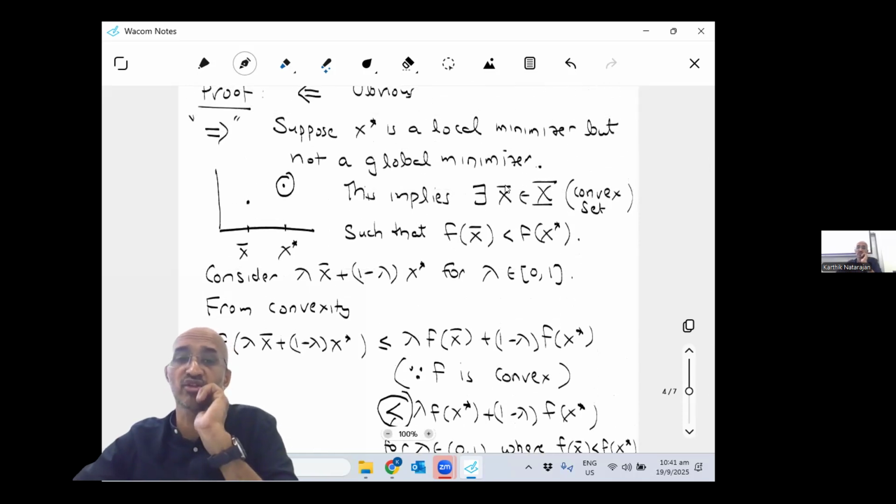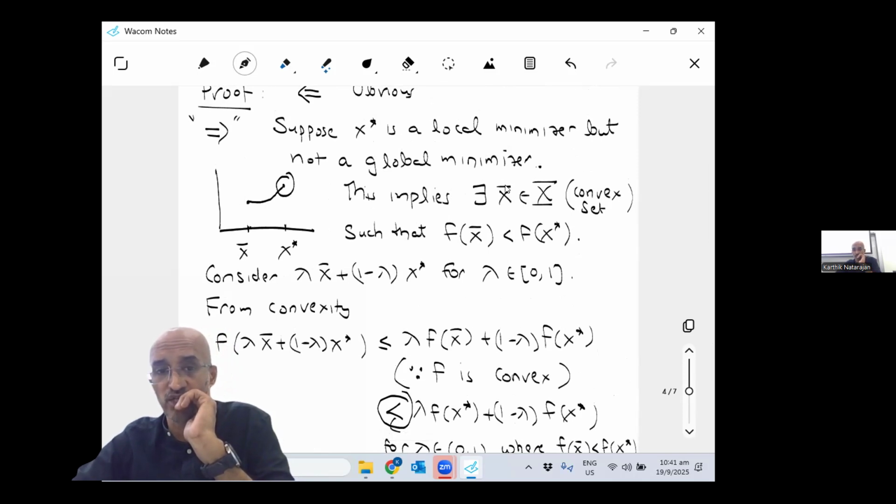So what we did is we basically parameterized. We moved in a linear way, so I moved the points here. Because of convexity, the function looks something like this. Within a ball, from the definition of convexity, I can get close to this point and have an objective function which is strictly smaller, contradicting my assumption that it's a local minimum.